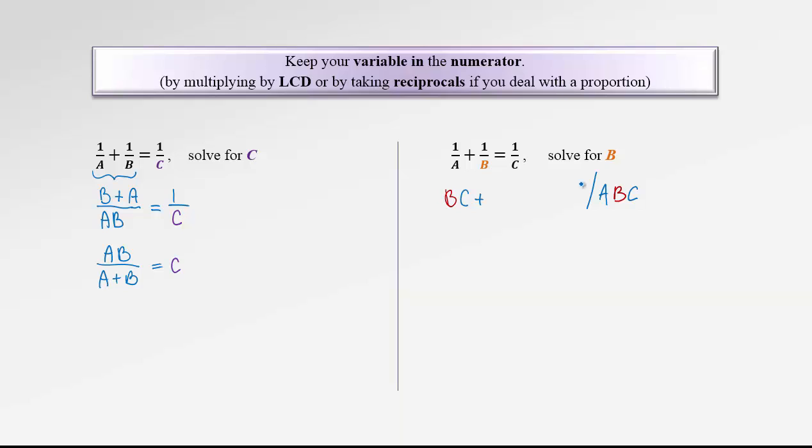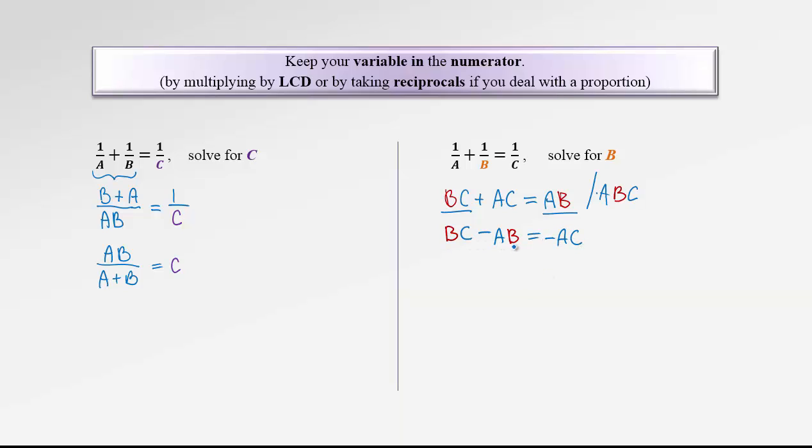Then 1 over b times abc, the b will be reduced, so we end up with ac, and equals 1 over c, this time c will be reduced, so we'll end up with ab. Great! Now our variable b is already in numerator. There's no denominators anymore. That's good. However, it is in two places. So what we need to do is put together these two terms on one side and bring the ac to the other side. So we have bc minus ab equals negative ac.